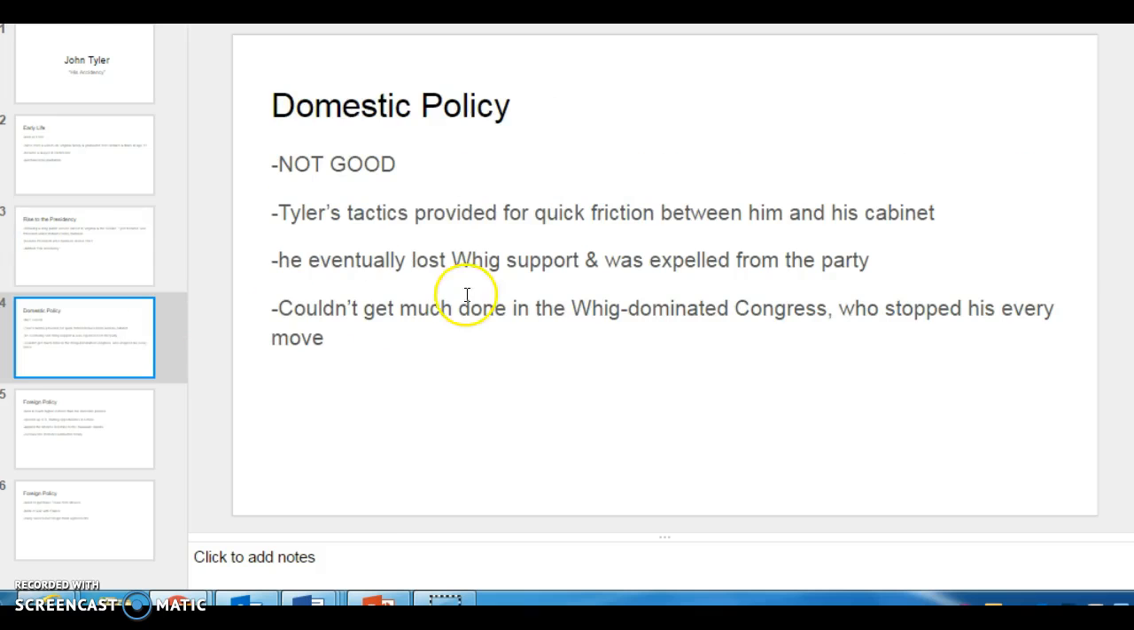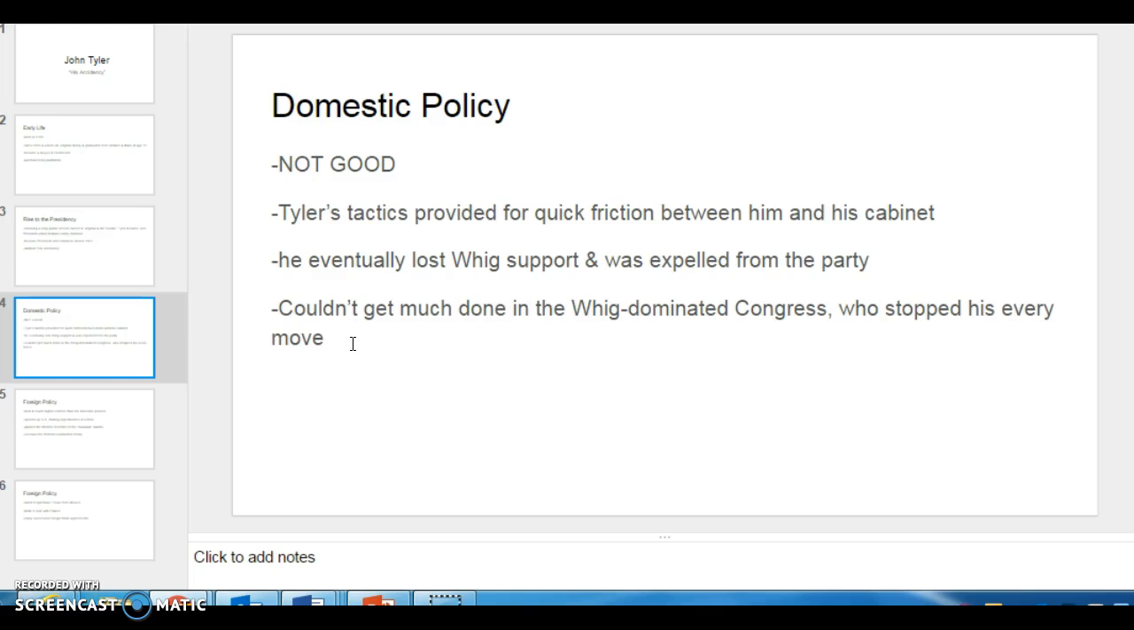His domestic policy, not good at all. When Tyler was sworn in, he quickly decided to assert his authority over the members of his cabinet, who were all Whigs, which did not go over well. He very dramatically lost Whig support when he used his presidential veto powers to totally stop a bill that would have resurrected the Bank of the United States, which is obviously what the Whigs would have wanted because they were opposed to Jackson, who wanted to kill the bank.